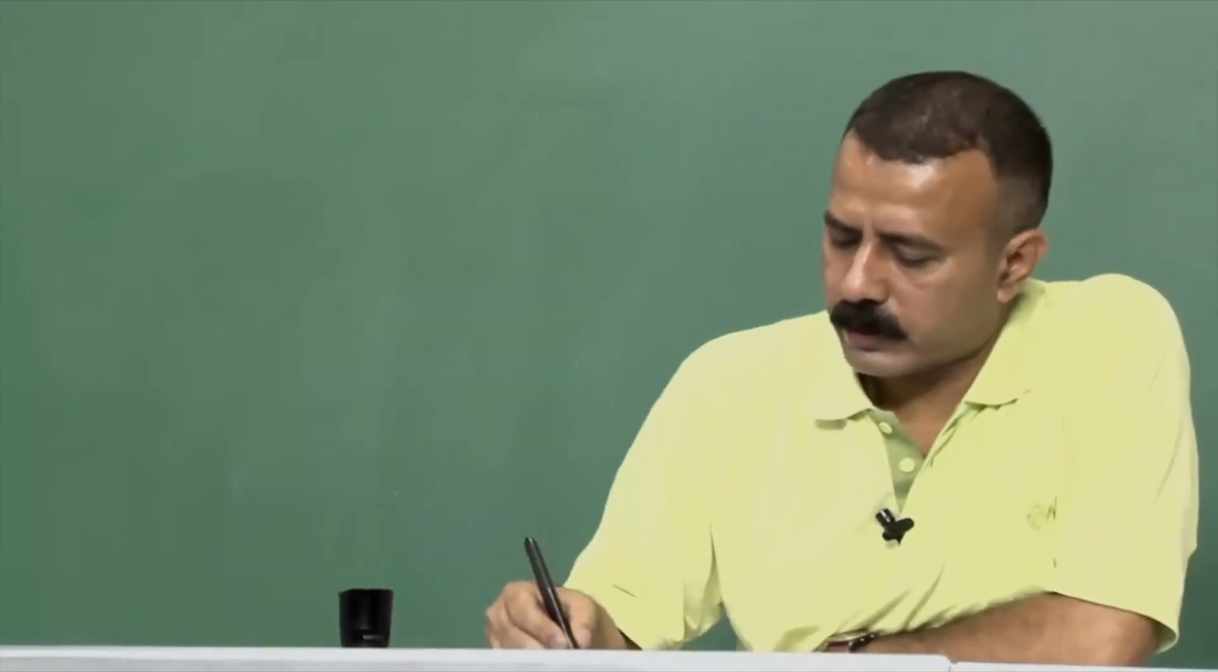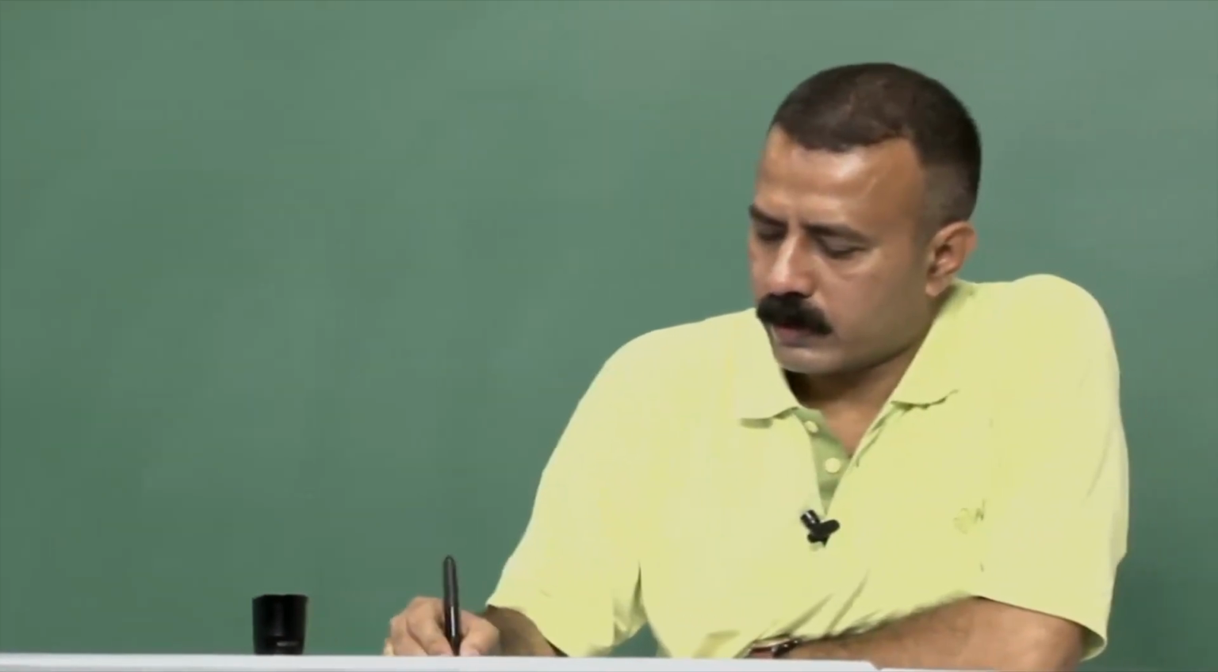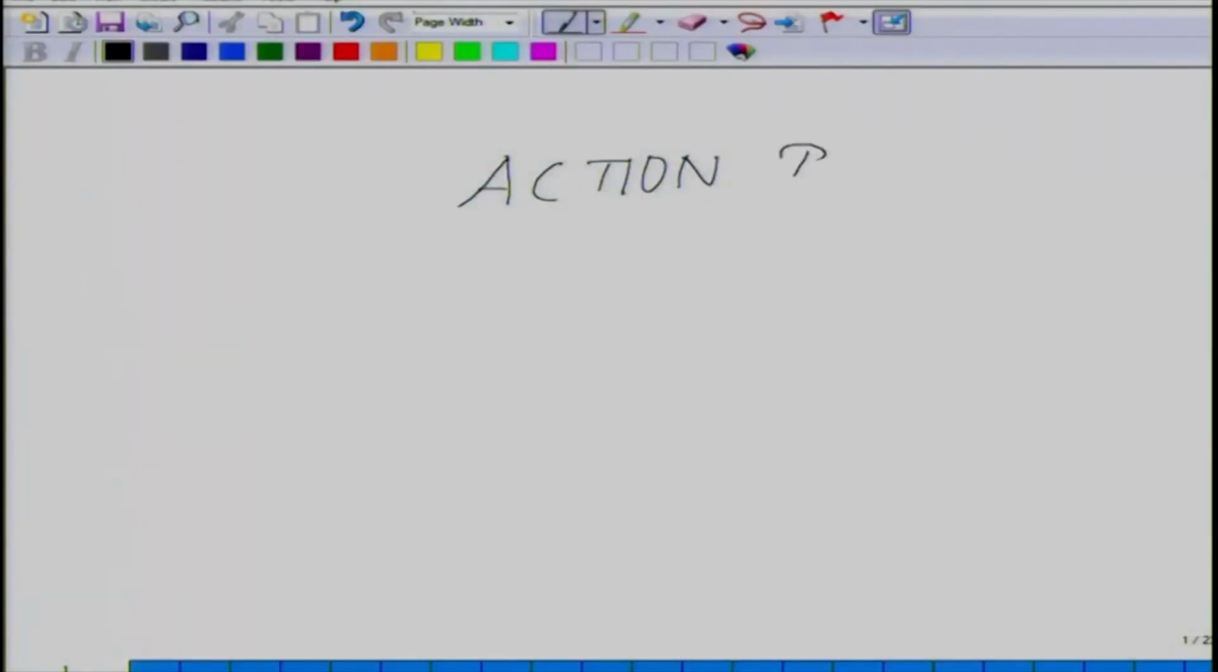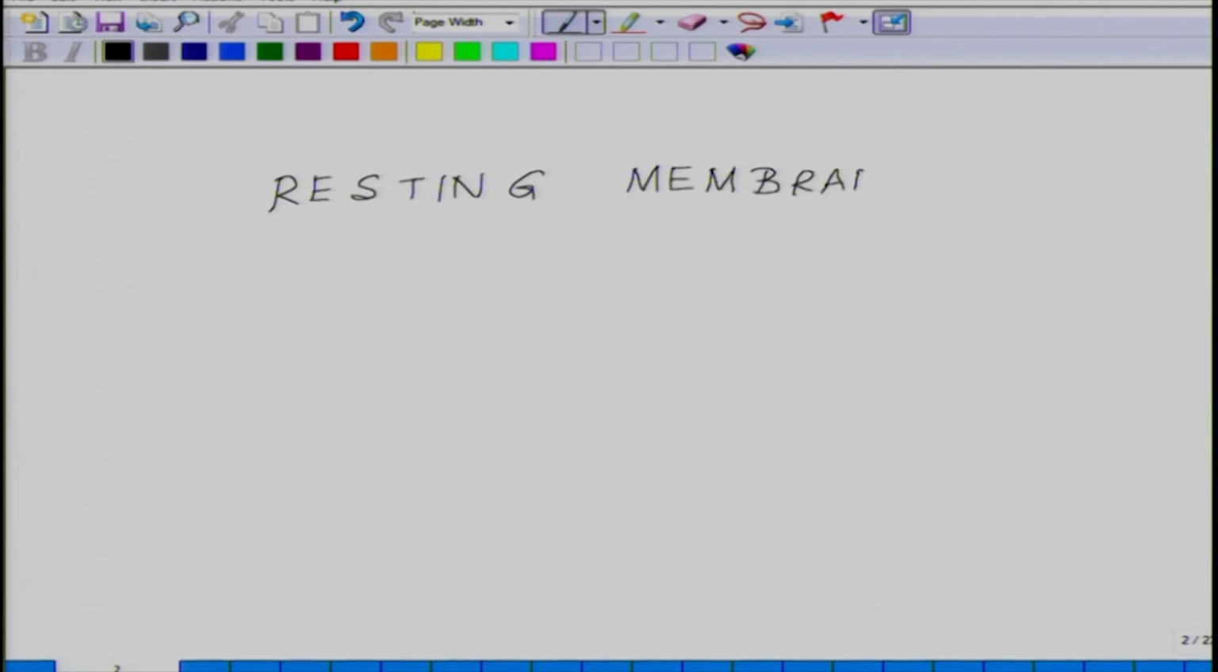Okay. So, let us start with the action potential. I have already mentioned a cell in its normal resting state, the resting membrane potential of a cell, is minus 70 to minus 90 millivolt.